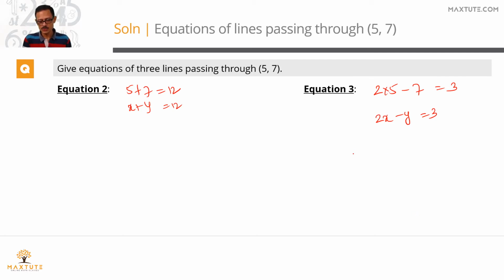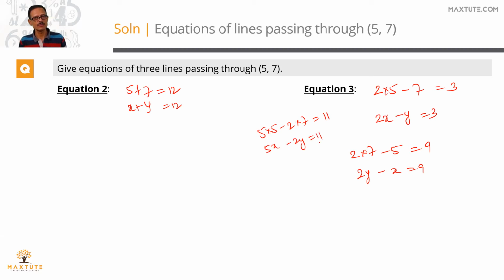One more equation. 2 times 7, 14 minus 5 is equal to 9. Replace 7 with y. So 2y minus x equals 9 is another equation. You don't like 2y, do a 3y. Pick anything, do an arithmetic operation, right? 5 times 5 minus 2 times 7 is equal to 25 minus 14 is 11. So this is 5x minus 2y equals 11 is another equation. So essentially do some mathematical operation, arithmetic operation on 5 and 7. Replace all 5 with x, replace all 7 with y. You get the equation that is required.